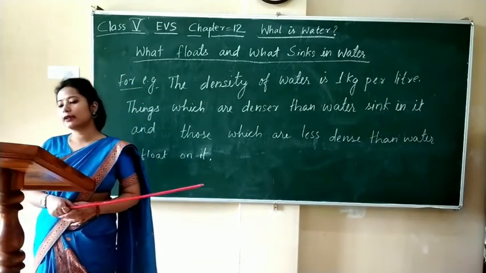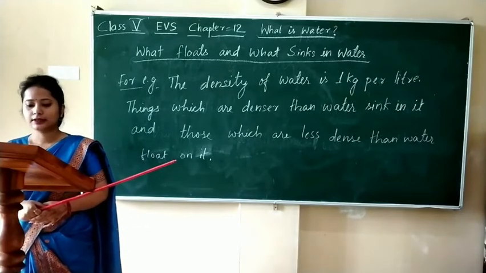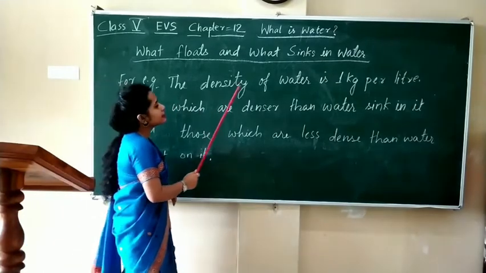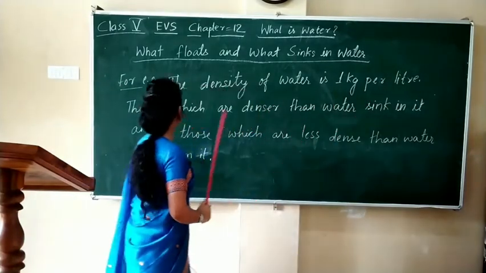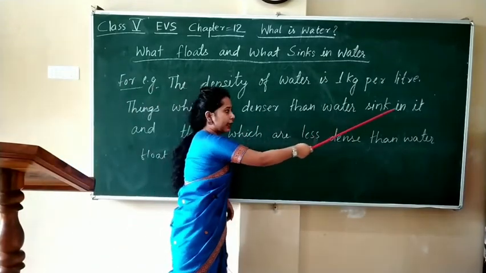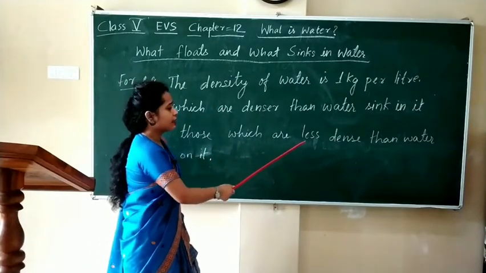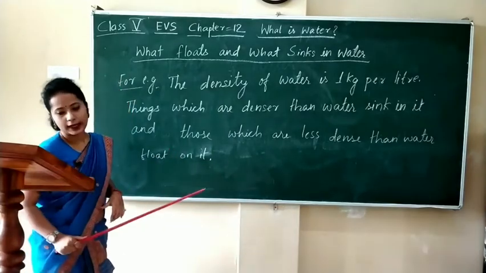Now we will see what floats and what sinks in water. An object can float in water if its density is less than that of water. For example, the density of water is 1 kg per liter. Things which are denser than water sink in it, and those which are less dense than water float on it.